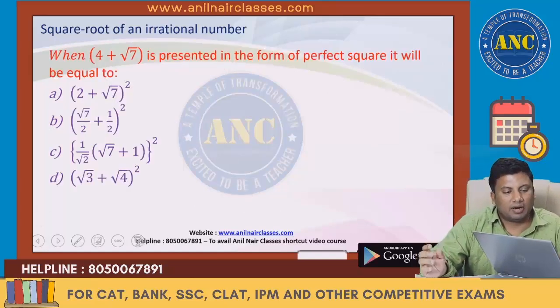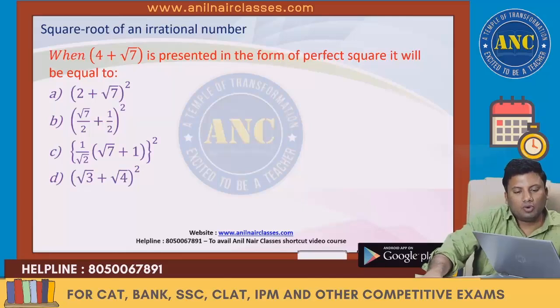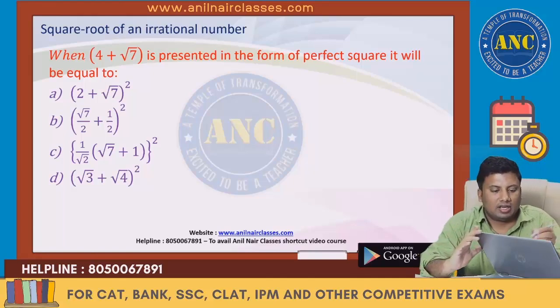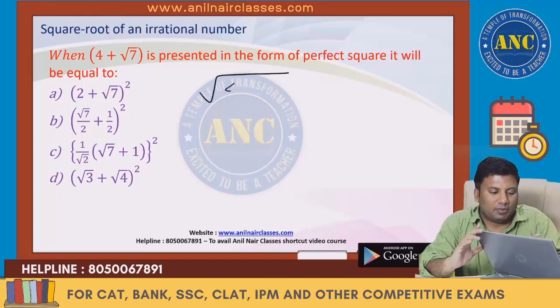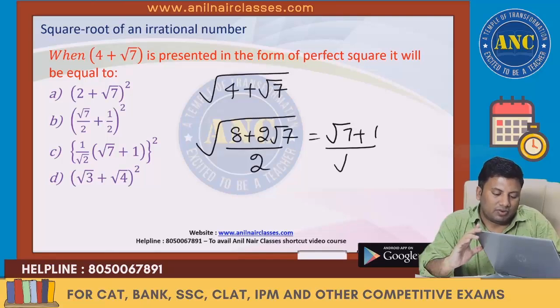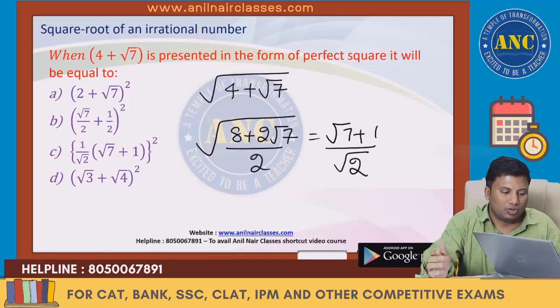This is nothing but when 4 plus root 7 is presented in the form of a perfect square, what will be the answer? It is in the form of root of 4 plus 8 root 7 over 2, which is root of 8 plus 2 root 7 over 2. This is nothing but root 7 plus 1 divided by root 2.